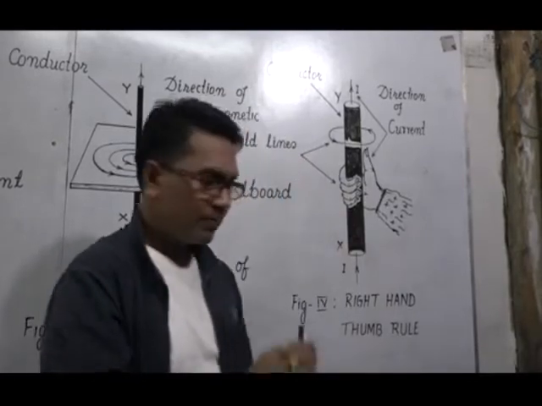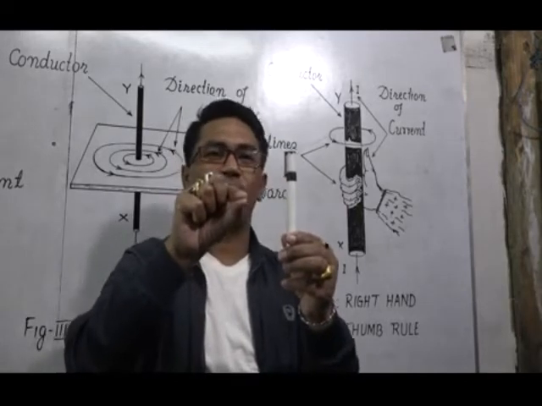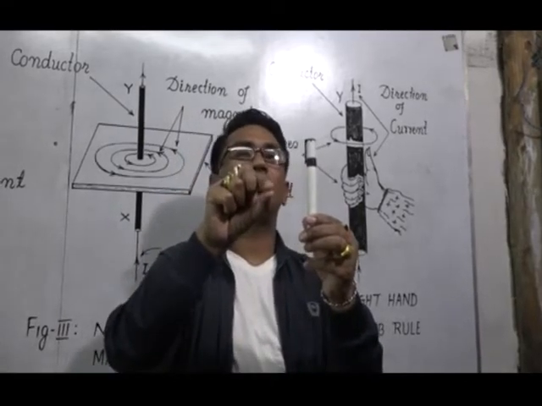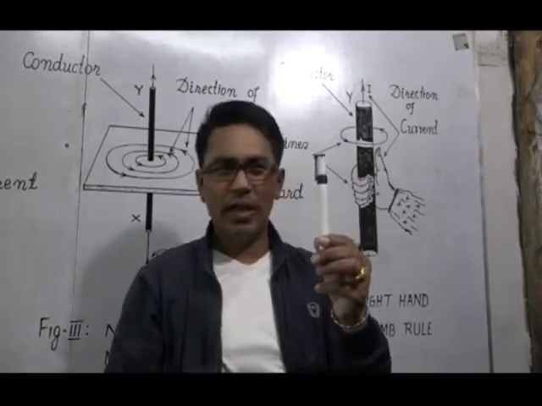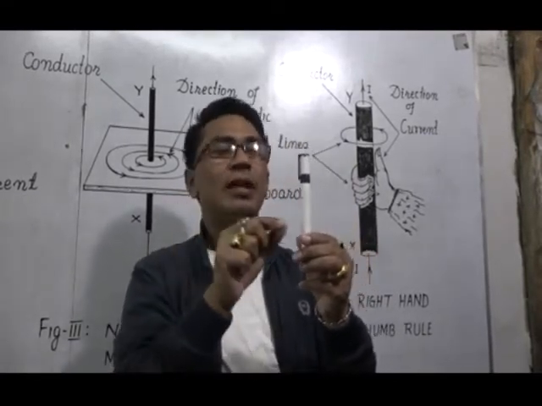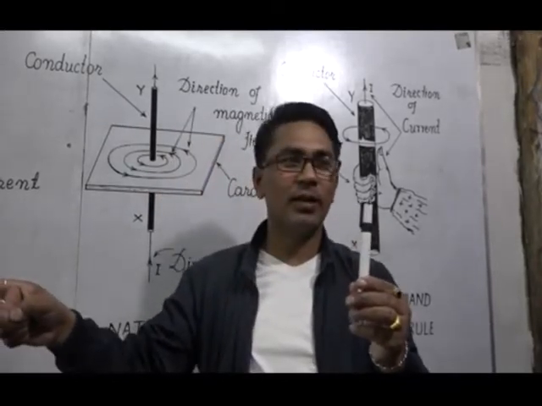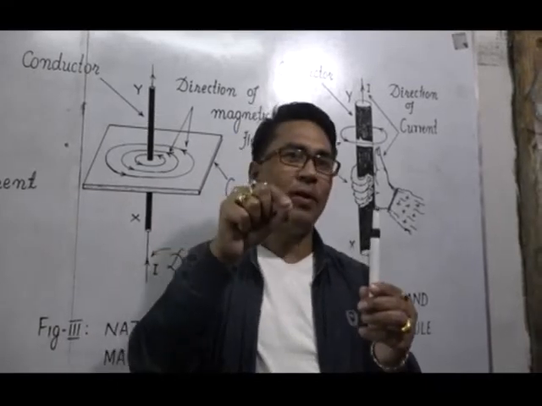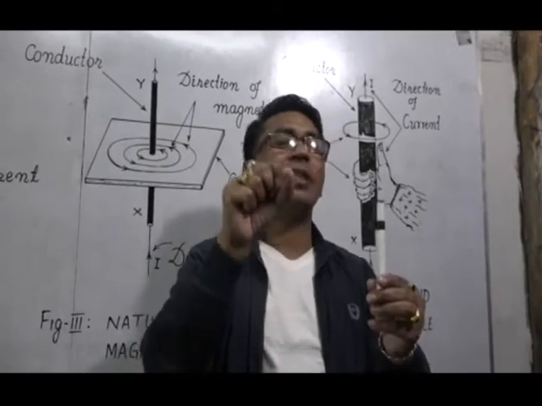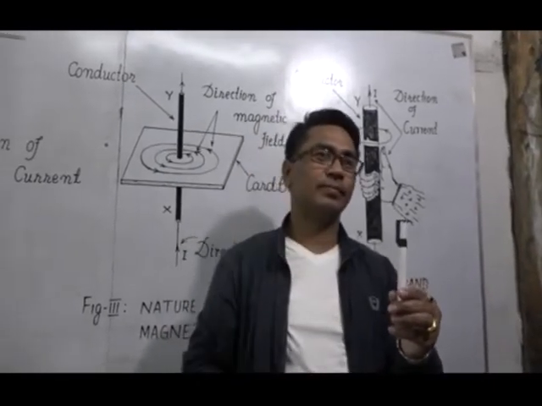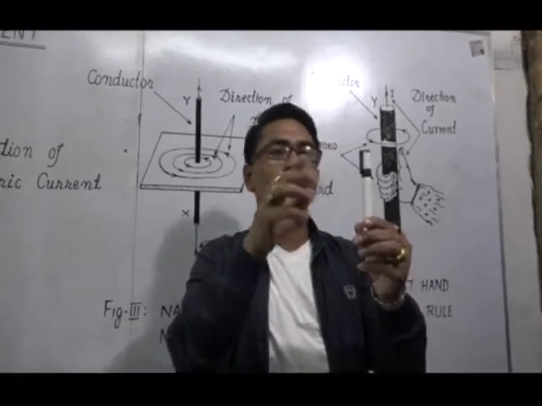At a particular point in the magnetic field, what is the direction of the field? The tangent at any point on the magnetic field lines will represent the direction of the magnetic field at that point. At any point, the tangent to the field line gives the direction of the field.